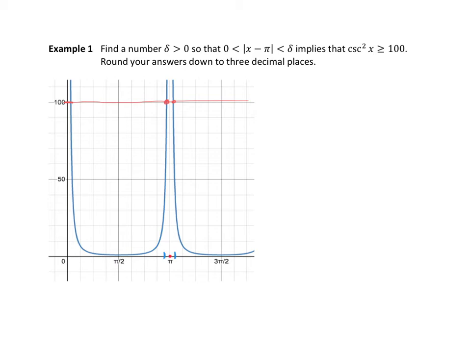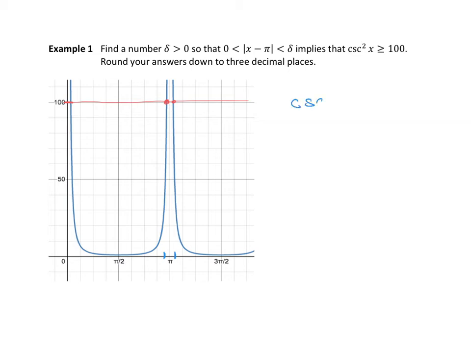Any x that we choose in here, when we map it into the function, is going to give you a y value that's greater than 100. So our goal is, well, what is that delta? How far to the right and how far to the left can you go? To answer this question, here's what we need to figure out.